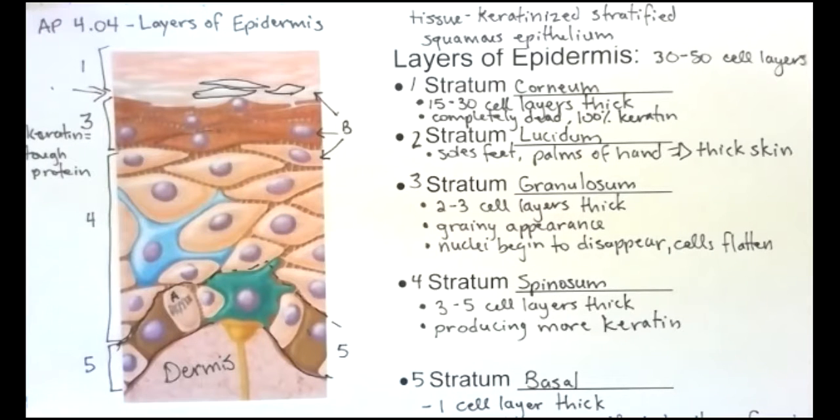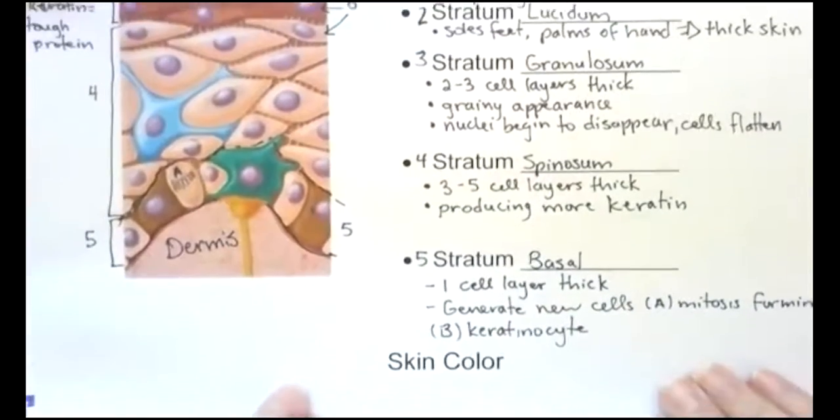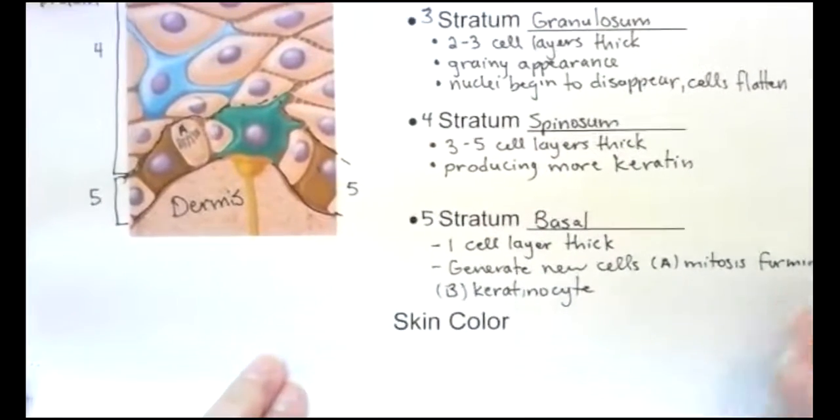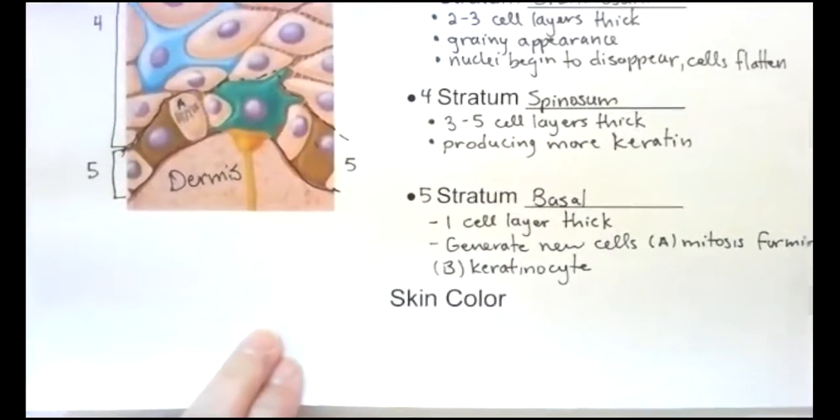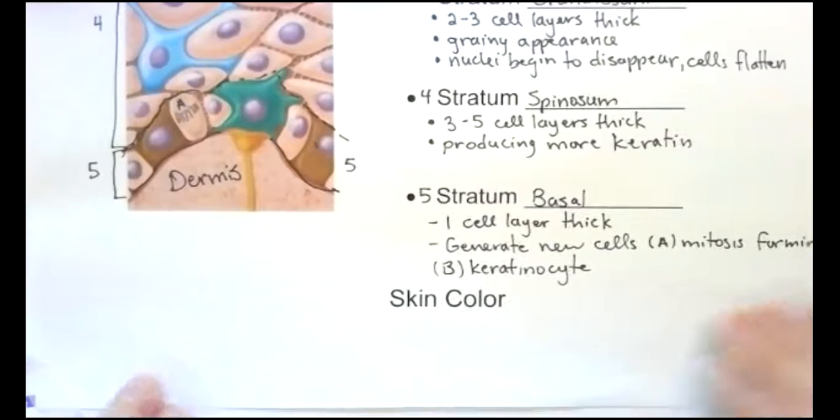All right, now that we know a little bit about what's happening as the cells move up through the epidermis and how the keratin changes, let's talk about some of these specialty cells in the bottom and how that relates to skin color. So I'm going to bring this sheet all the way down. Take my paper down.